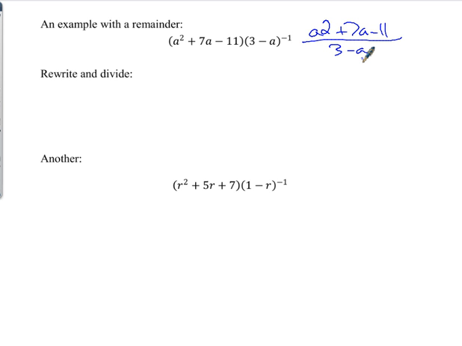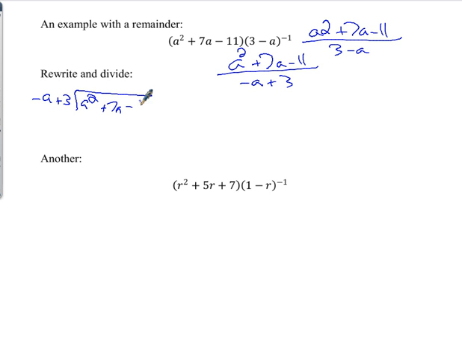I don't know what you guys prefer, long division or synthetic division. Synthetic? Tell you what, let's do both. See what we do. So I need to reverse these two. In other words, I'm going to have a squared plus 7a minus 11 divided by negative a plus 3. Now I'll set up my long division. Negative a plus 3 divided into a squared plus 7a minus 11.